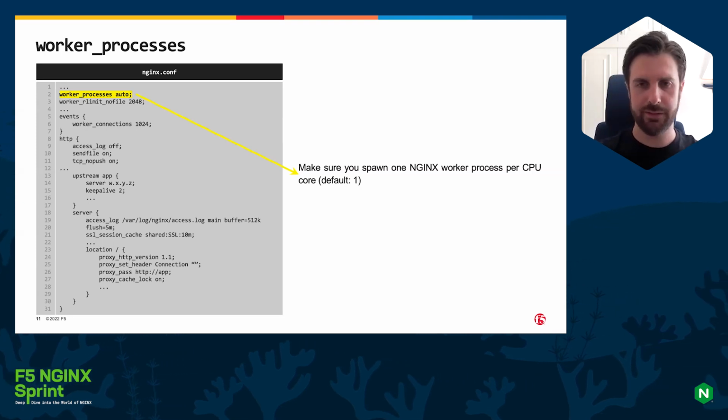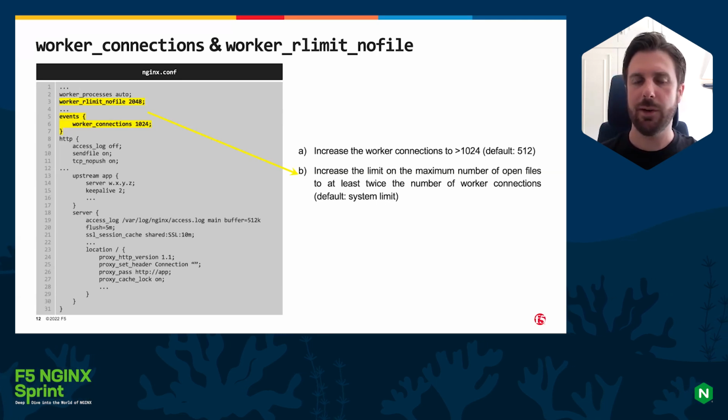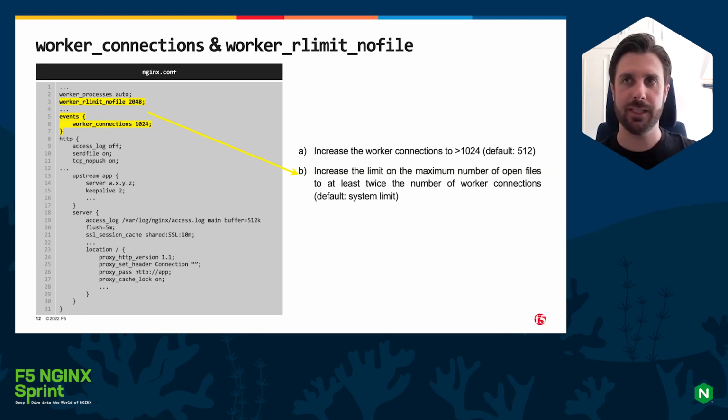The second directive, which can improve performance, actually has two directives working together: worker connections and worker rlimit nofile. You want to increase worker connections from its default value of 512 to 1024 at minimum, although you can probably increase it even more depending on your hardware environment and your throughput. And then you want to make sure you set the worker rlimit nofile to at least twice the number of worker connections. The worker rlimit nofile directive basically changes the number of open file descriptors you can have at the same time.